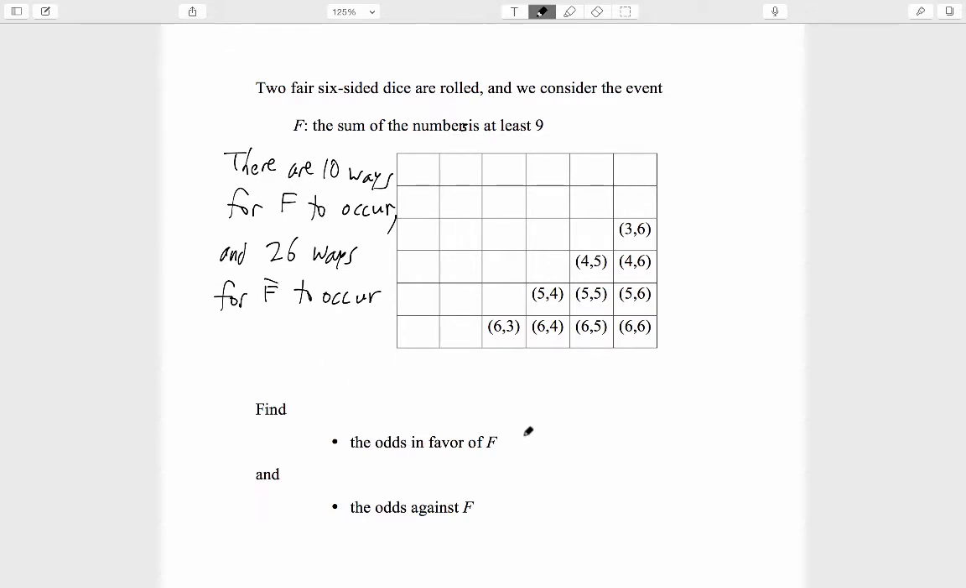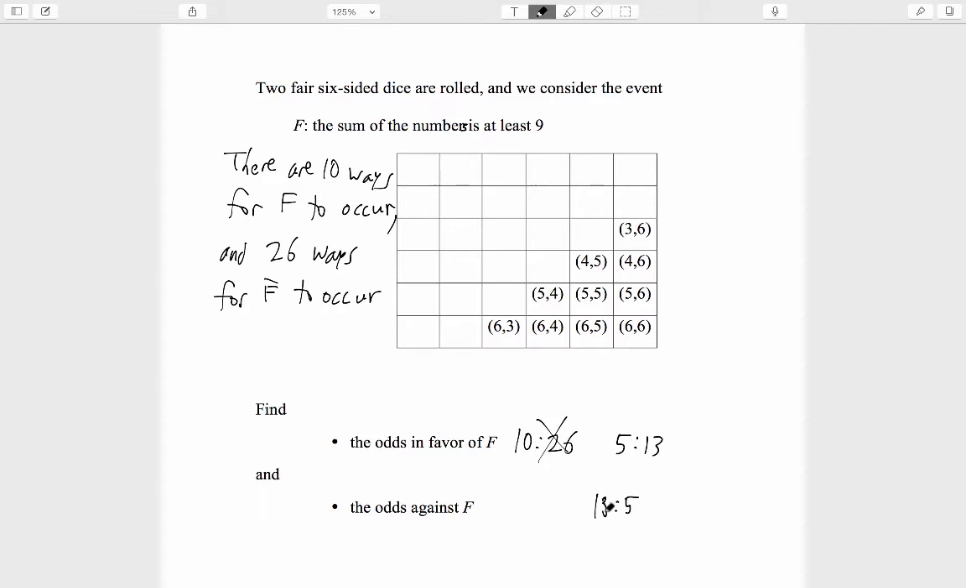Now you might be tempted to write the odds in favor of F, therefore, as 10 to 26, ways that F can happen compared to ways that not F can happen. But there is a tradition that we write this ratio in simplest terms. In other words, 10 and 26 have a common factor of 2, and after we cancel that out, we find that a ratio of 5 to 13 is in the same proportions as 10 to 26, so we write the odds as 5 to 13 in favor, which means 13 to 5 against.